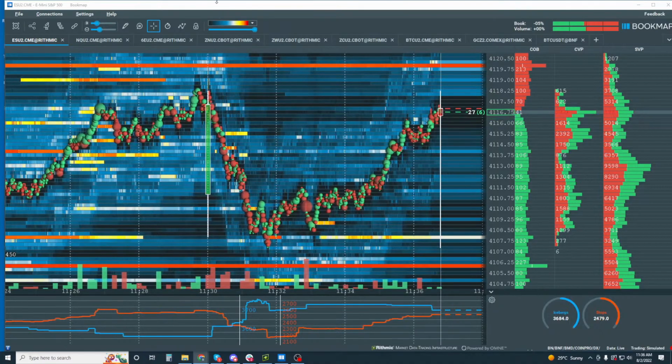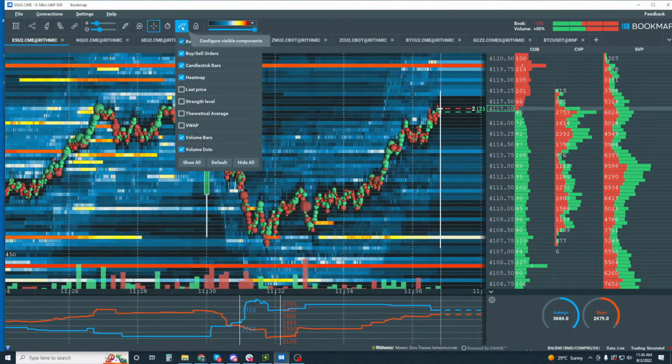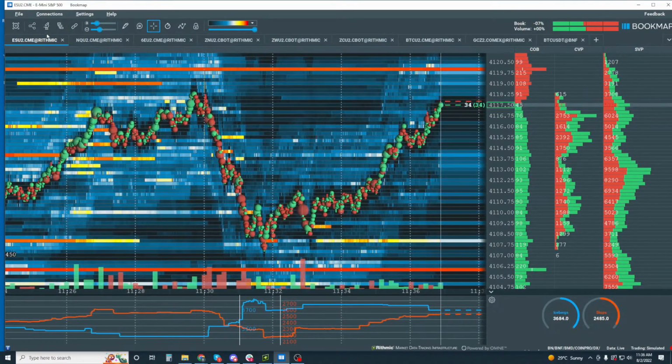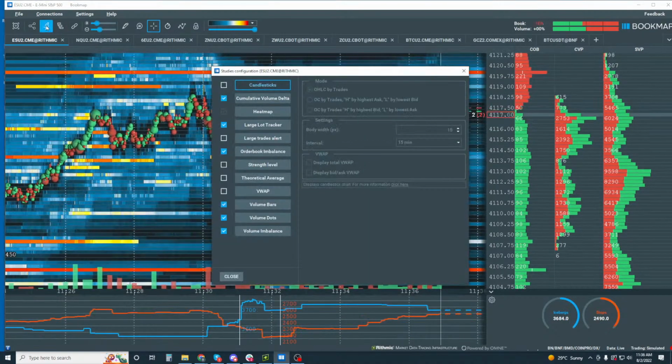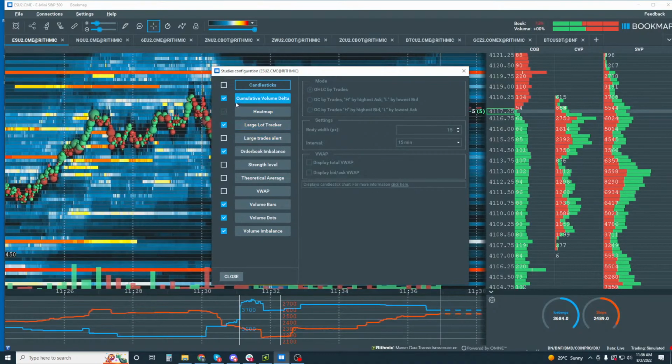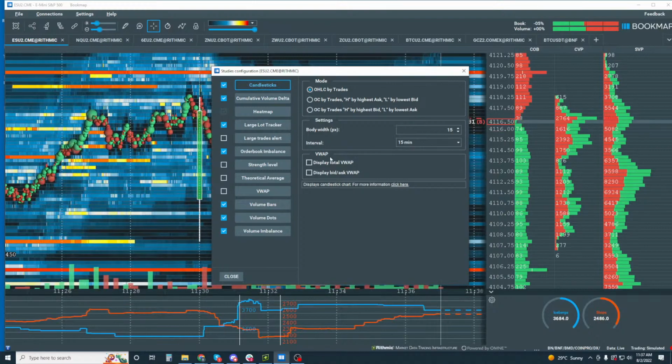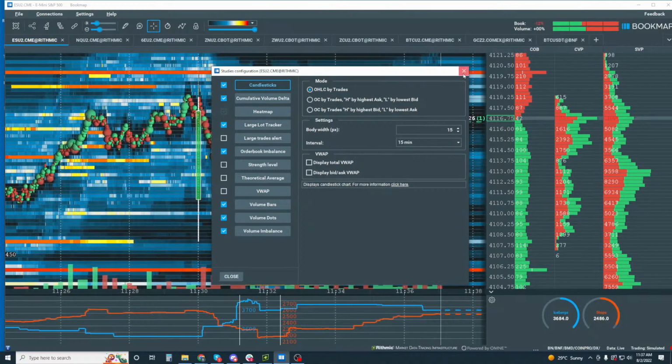How do you put candles on the chart? That's really simple. You'll see it under here, and then candlesticks. It's actually, to be honest, it's here under studies configuration, and then you'll see candlesticks here. And then if you click on this text here as well, you'll get the different settings in here for it.